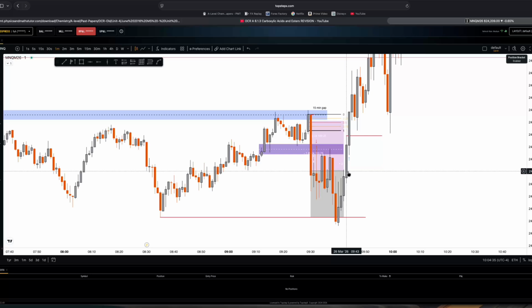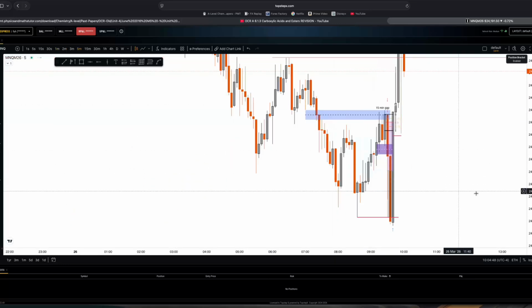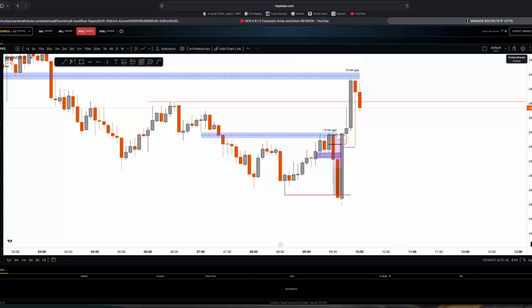I don't even know why I didn't bring my stop to break even. We hit this 5-minute low and we started pushing up, and I just watched it hit stop loss. I didn't even move to break even. Honestly, because I didn't really see the logic behind it at the time. I didn't see the logic behind moving to break even.